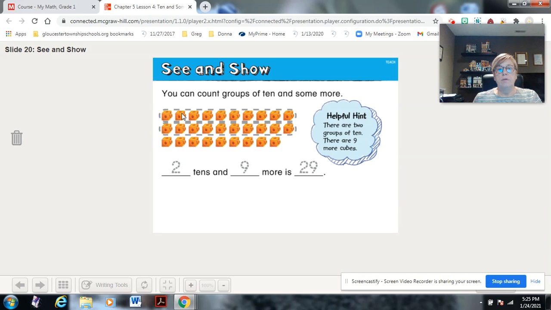So there's 2 groups of 10. Notice how they have that circled. And then 9 more, which is 29. And again, I'm sorry, 29. So 10, 20, 21, 22, 23, 24, 25, 26, 27, 28, 29.